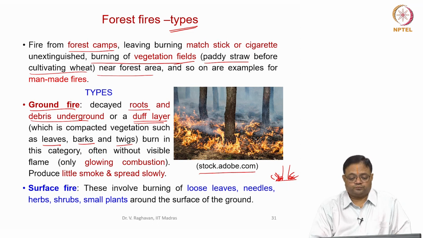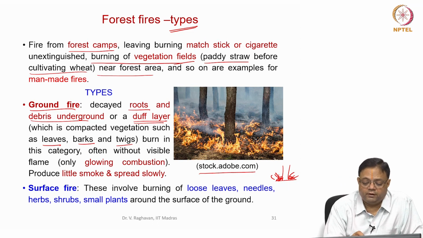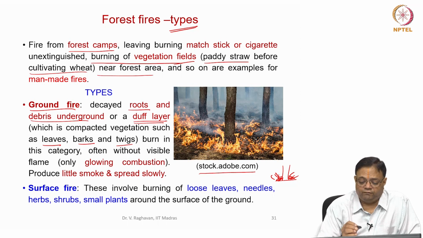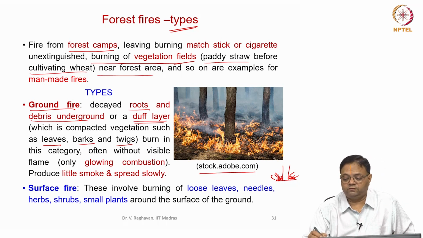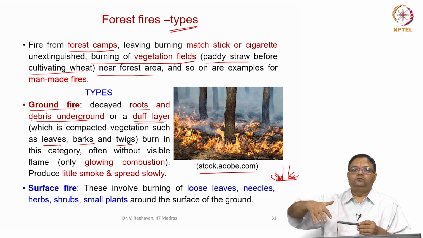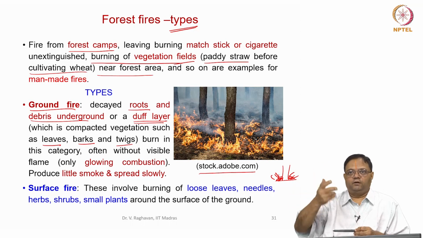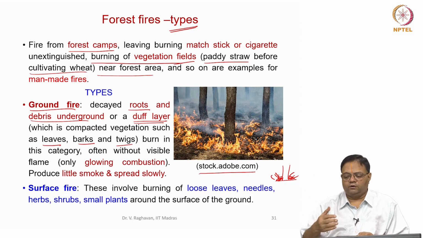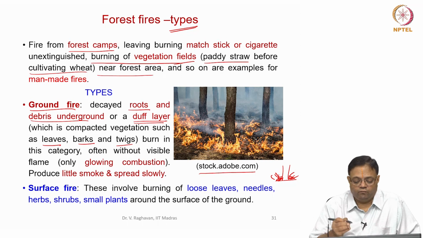Okay, so the decayed roots and debris underground, or the duff layer. The duff layer basically is the compact vegetation which is there. See, the leaves will fall, then the twigs, everything will fall near the root itself, and they get compacted due to rain and other movement of animals and so on. Once this gets ignited, it causes the ground fire.